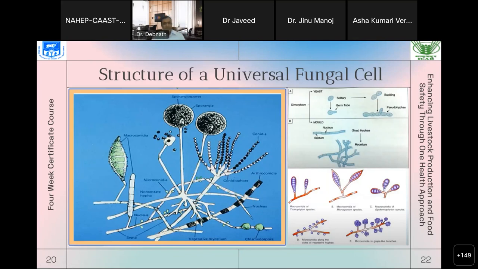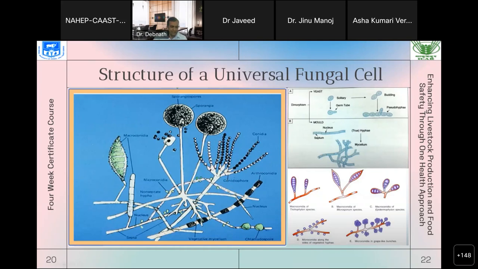They generally produce this kind of spores for asexual reproduction, and these spores help us to diagnose different species of fungi in a better way, because different species of fungi produce different kinds of these asexual spores, or conidia. They are called conidia. Some are unicellular, which we call microconidia, and some are multicellular, that we call macroconidia.